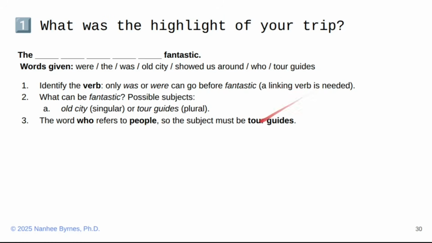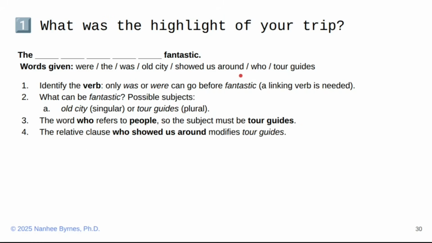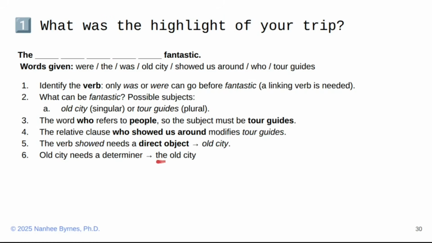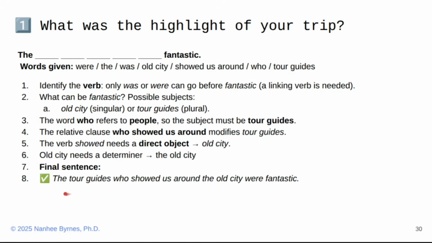Now the relative clause, who showed us around, modifies tour guides. Notice how we also need a direct object for showed, the old city. Because the city is a countable noun, it needs a determiner, which we have here, the old city. Putting it all together, the sentence becomes, the tour guides who showed us around the old city were fantastic. Notice we did not use was because the plural subject tour guides requires were.